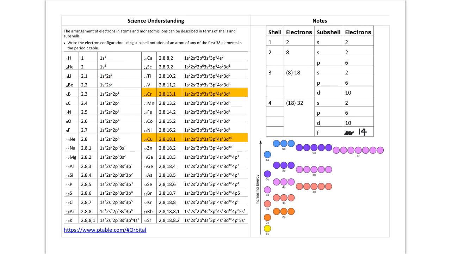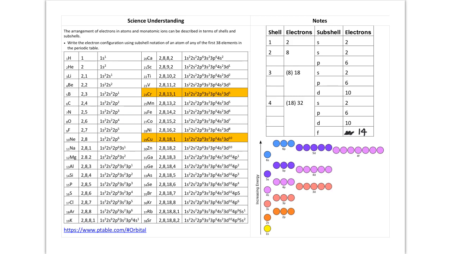And we keep going till we get to, let's go to carbon again, we keep picking on carbon, 6 electrons, 2 in the first shell, which is the S subshell. There's 2 in the S subshell, and then there's 2 in the P subshell. So giving a total of 6.